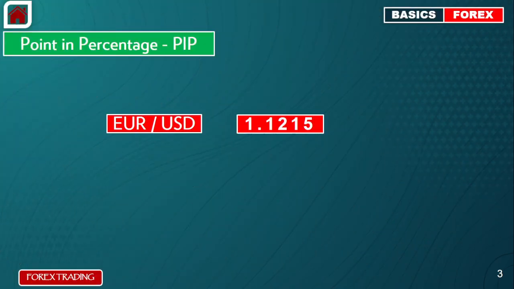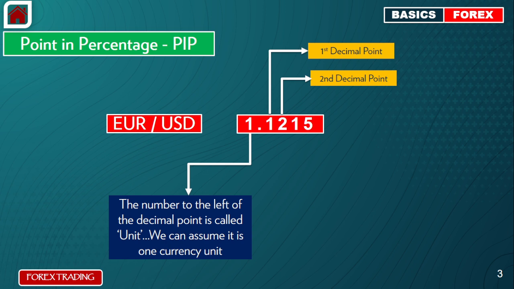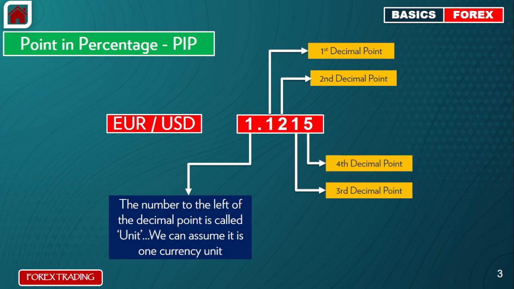In order to understand PIP, let's first look at an example of the currency pair EUR/USD, where the exchange rate is 1.1215. Let's break this down. The first number to the left of the decimal point is called a unit. In this case we have one currency unit, and to the right of the decimal point we have the first decimal place, then the second, the third, and the fourth decimal place.